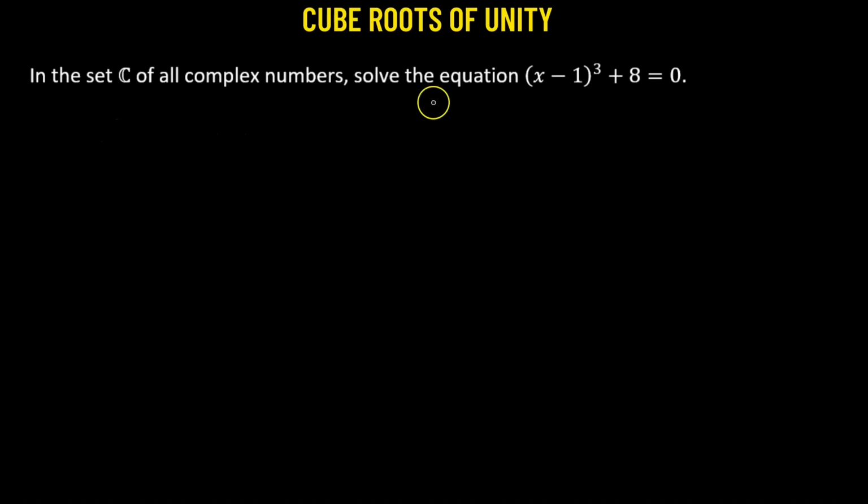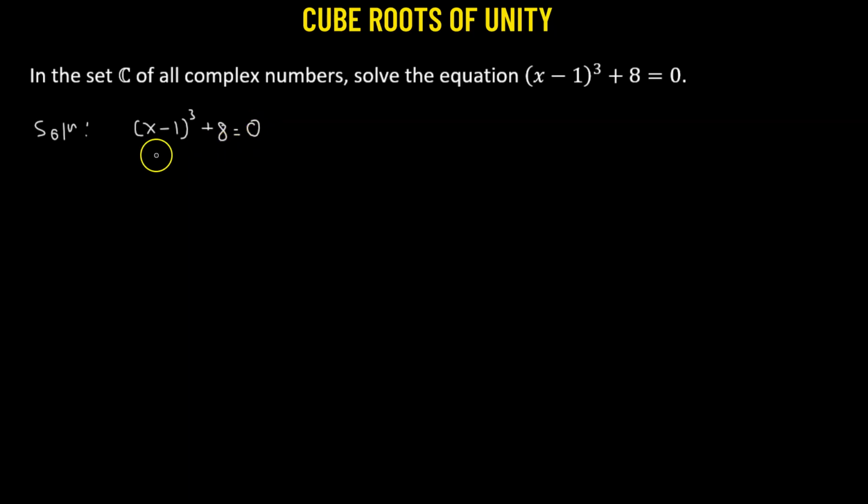So we need to find the solution to this given equation, (x − 1)³ + 8 = 0, in the set of all complex numbers. That means the solution could be imaginary as well. So let's begin. We have (x − 1)³ + 8 = 0.